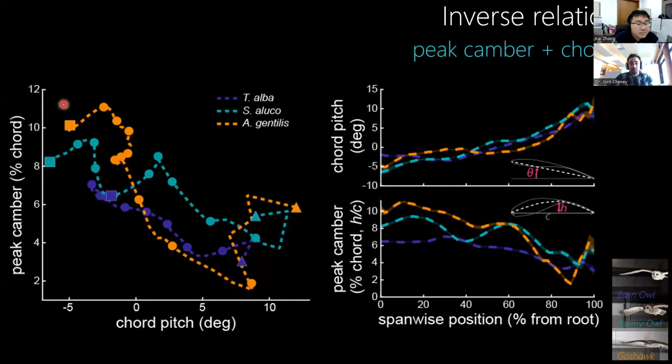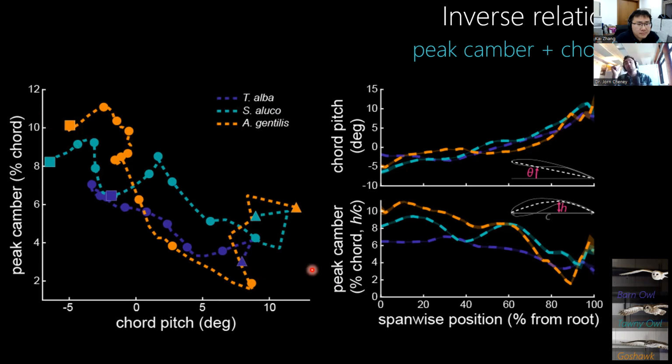This plot can be a little bit confusing, but basically the squares are the shoulder, the root, so here, and the triangles are the tip. And every time you see a circle, that represents about 10% of the span position. So you can see the only time we really deviate from this path is about the last 10% of the wingtip in the goshawk, Accipiter gentilis, which is just kind of right here. But otherwise, we get a pretty nice inverse relationship.